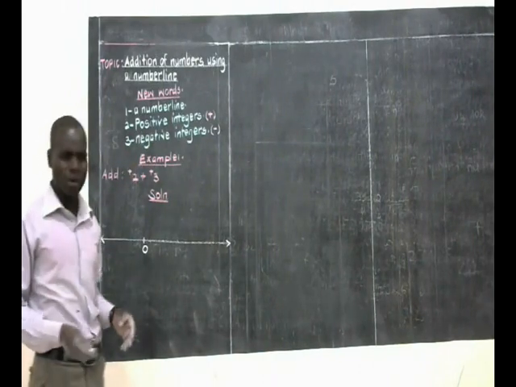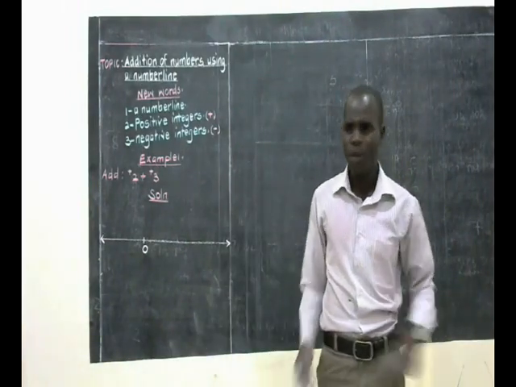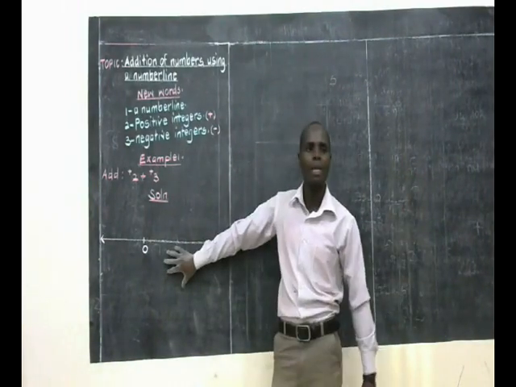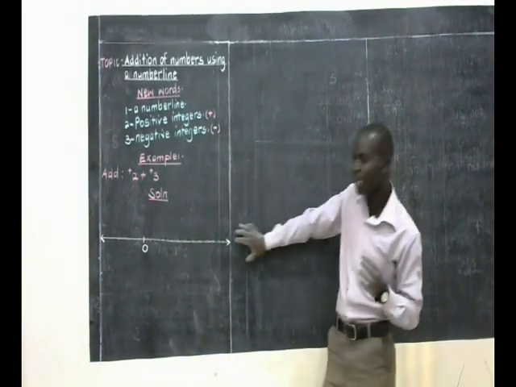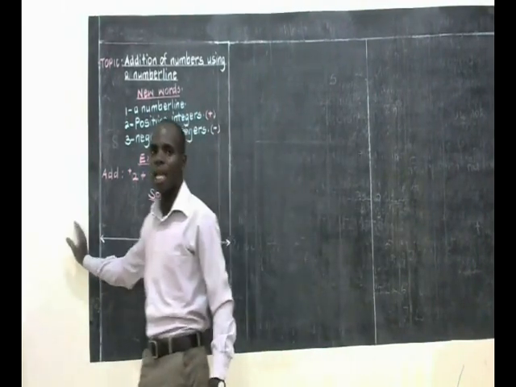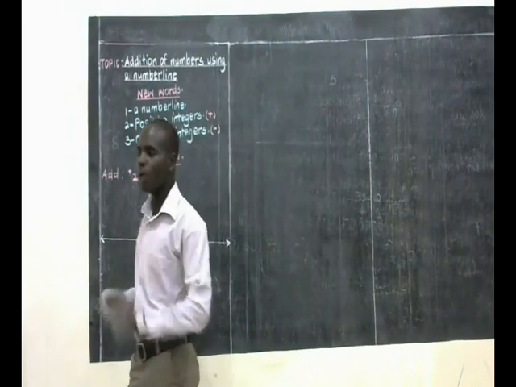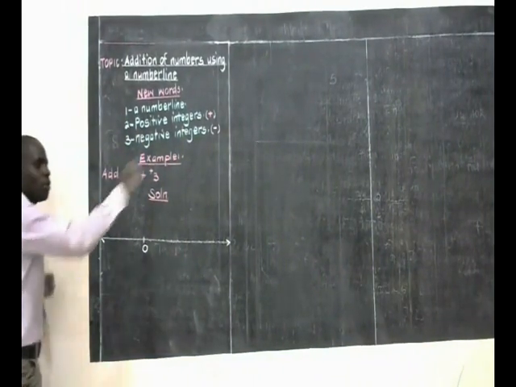Now, you can ask yourself, where is the positive side and where is the negative side? Now, as we are having our number line, the positive integers always are on the right-hand side, and then the negative integers are on the left-hand side. Now, we are going to start presenting our integers. That is from the positive side.